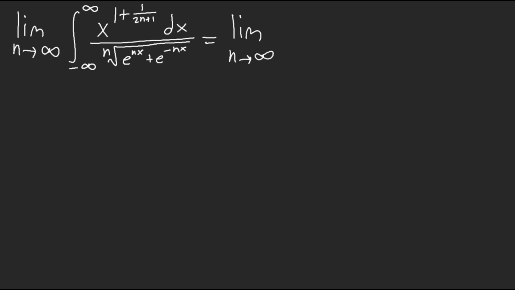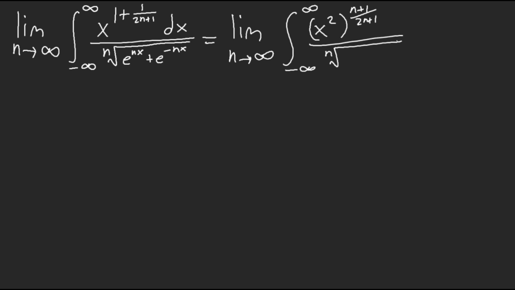This limit, if you simplify this, this is 2n plus 2 over 2n plus 1. Meaning that this is x squared of n plus 1 over 2n plus 1. Okay? This is an even function. This is not odd. Be extremely careful. Okay? Now we can use symmetry. This is from 0 to infinity now.